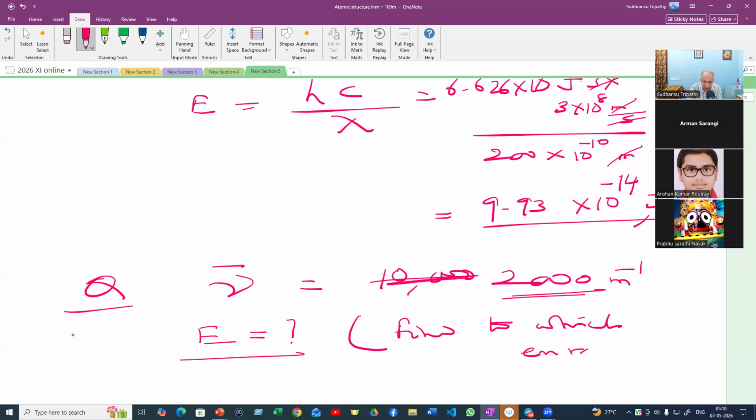Sir, that should be 10 to the minus 18 joule, right? Minus 18? Please check. Prabhu is claiming that this should be 9.9 into 10 to the minus 18. Sir, 9.93 into 10 to the power minus 18. That means it's not minus 14, it is minus 18, right?